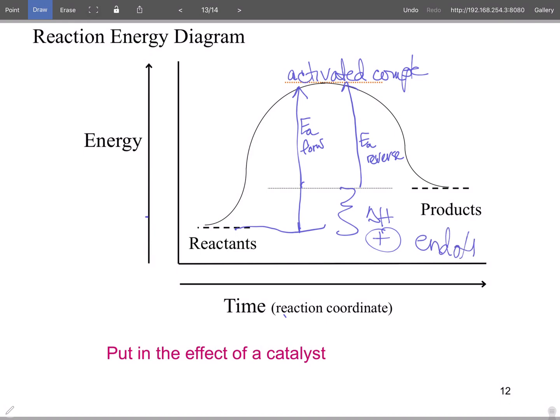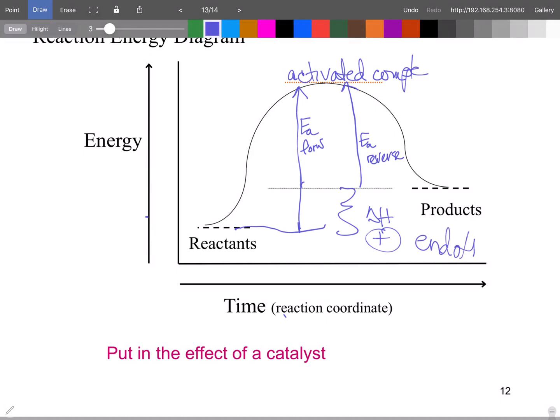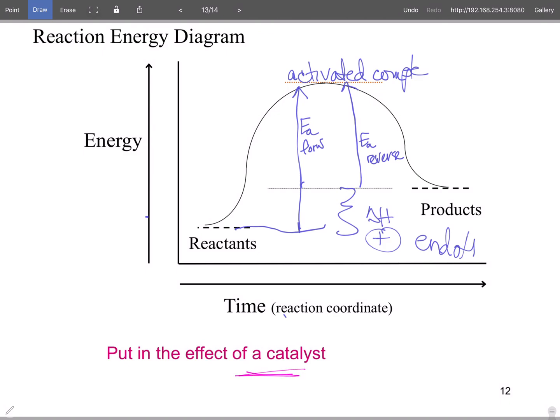And down here, I have a note that says, put in the effect of a catalyst. So I will do that. I'm going to use that color for my catalyst. So what a catalyst does is we're going to go through this, but it's going to lower the energy of activation. So this is the effect of the catalyst. Notice that this would be the new E sub A, and so it lowers the energy there.